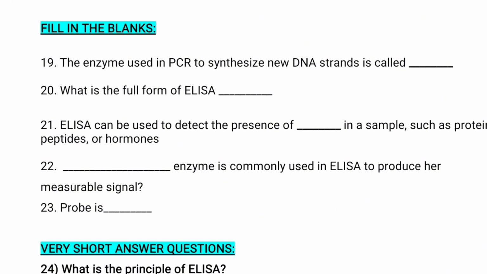So let's see the next question. ELISA can be used to detect the presence of dash in a sample such as proteins, peptides, or hormones. So for this, the correct answer is antigens in the sample. Let's see the next question. Dash enzyme is commonly used in ELISA to produce measurable signal. So here the correct answer is horseradish peroxidase, which is commonly used in ELISA. Let's see the next question.